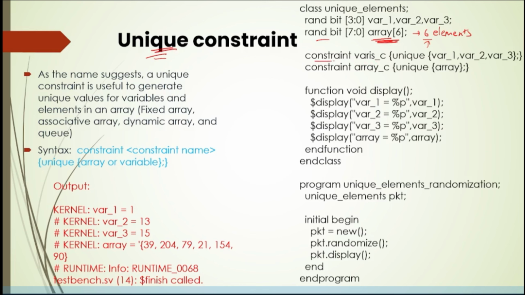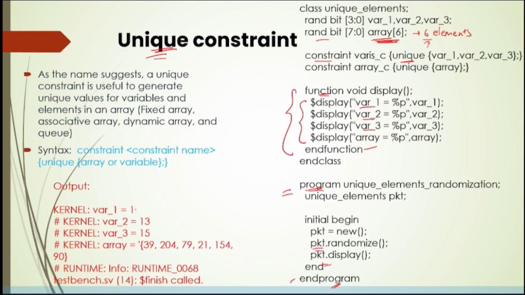Now for this unique constraint, what is the syntax going to be? You just write the unique keyword: unique variable 1, variable 2, variable 3, and unique array. Then you write the function for displaying all the variables and arrays, and then the module. Here, you can write program or module, both are same. We'll discuss it further in the upcoming classes. Within this, I'm just writing the randomization and display.